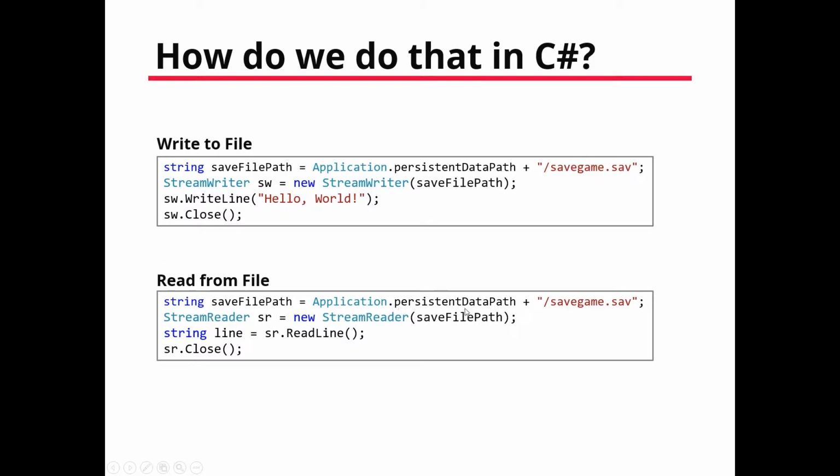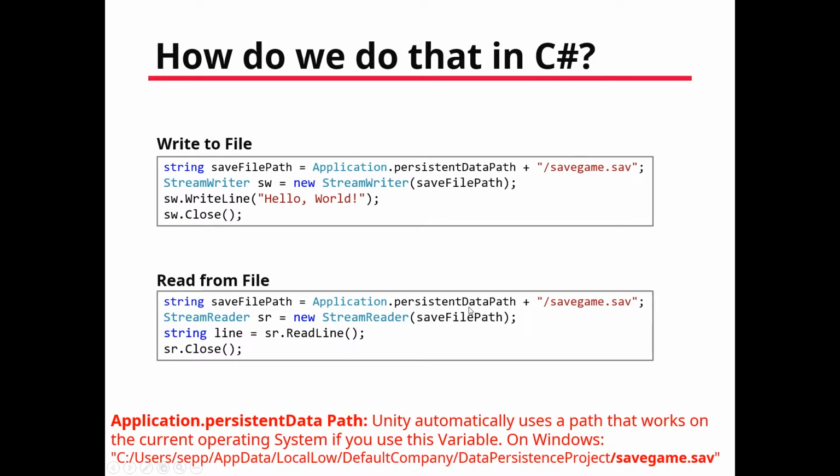Now let's look a little bit more in detail into this Application.persistentDataPath. So Unity automatically detects what operating system you're working on. And on Windows, for example, it returns this path: C:\Users, then your username, AppData\LocalLow, then your company name, DataPersistenceProject, this is just a project name, and then you get the file you want to save. You can also use the same folder to store your preferences, which is a good thing to do. So yeah, this is the way to go.